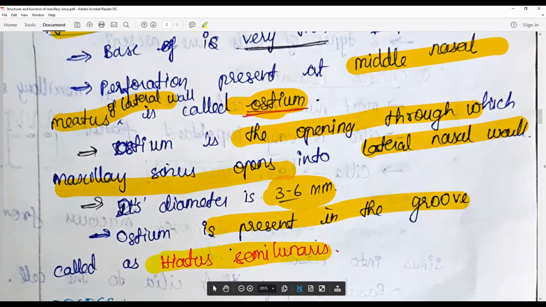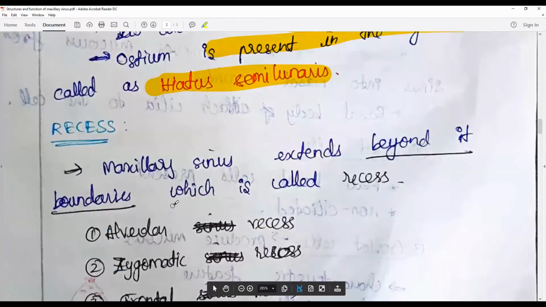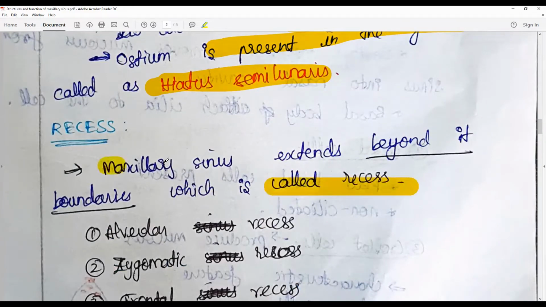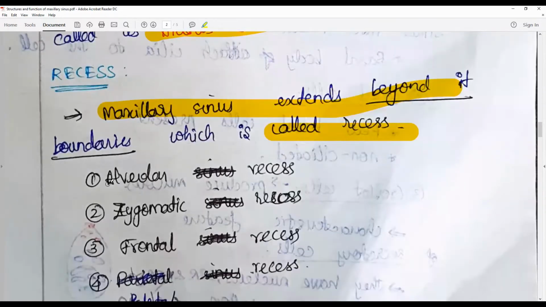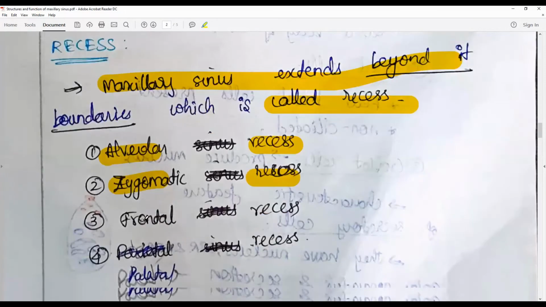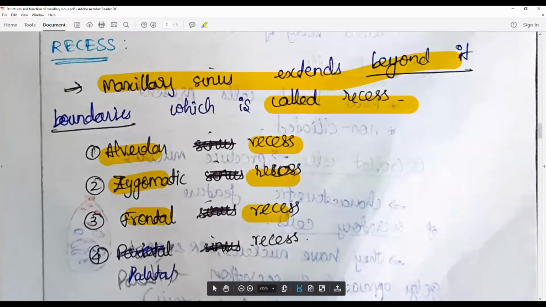hiatus semilunaris. Recesses: when the maxillary sinus extends beyond its boundary, it is called a recess. When it extends into the alveolar ridge, it is called the alveolar recess. When it proceeds into the zygoma, it is called the zygomatic recess. When it goes towards the frontal or palatal side, it is called the palatal recess.